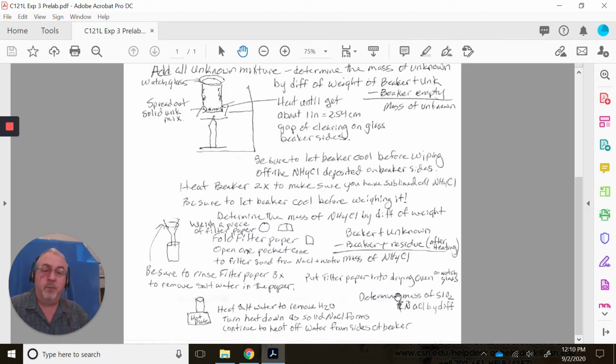And the same thing with the sand. If we know the mass of the filter paper when it was empty, and we know the mass of the filter paper after it's been dried, we can get the mass of the silicon dioxide.